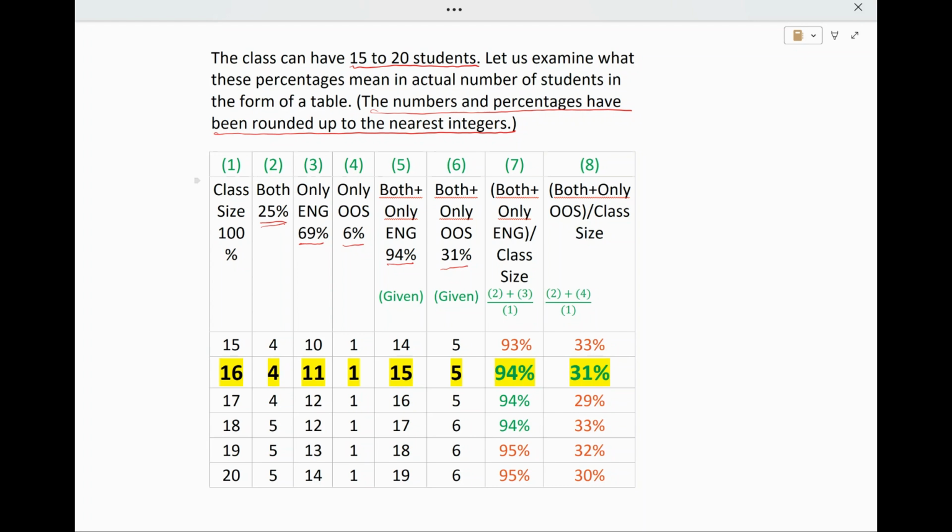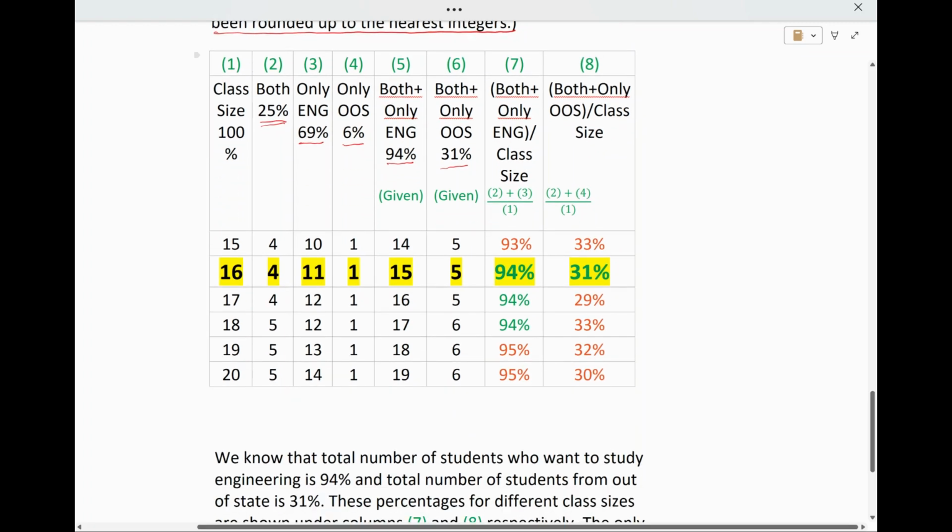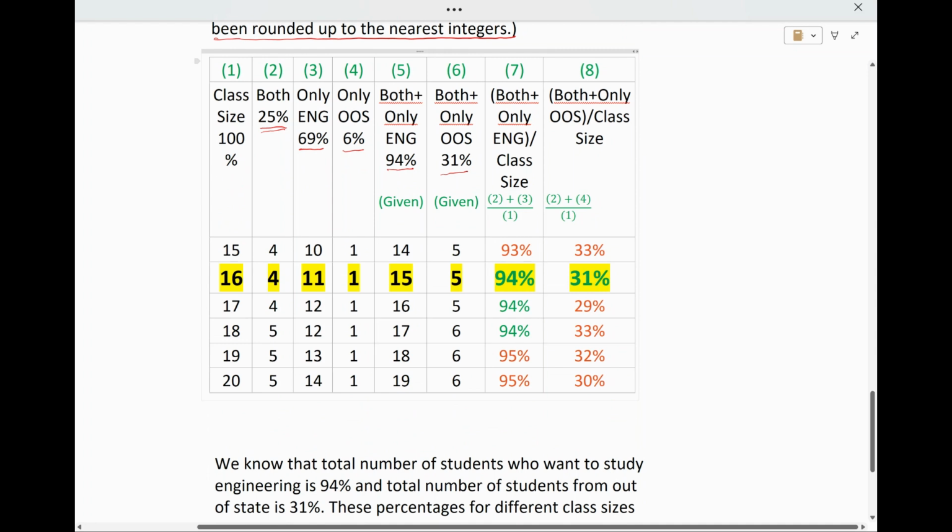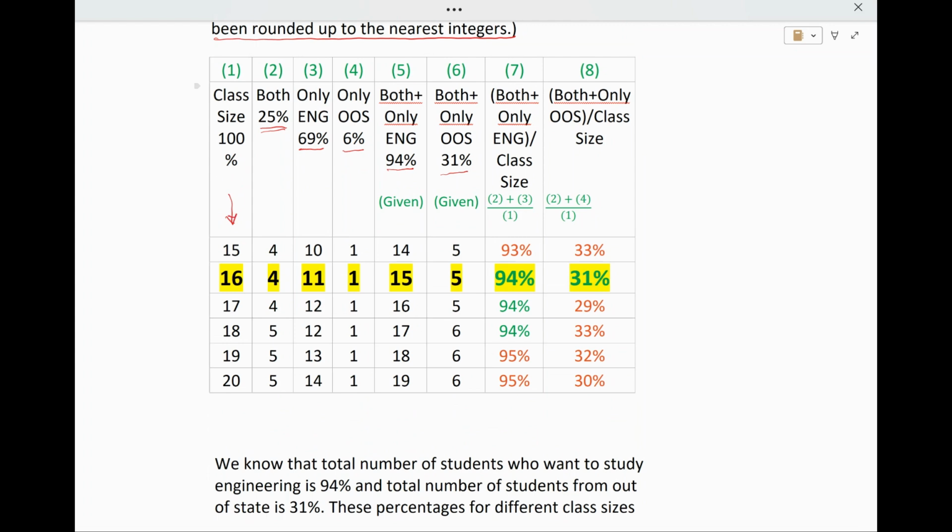Finally, both plus only engineering divided by class size is given in column 7. Both plus only OOS divided by class size is given in column 8. And this we have done for different possible class sizes, that is 15, 16, 17, 18, 19, 20.